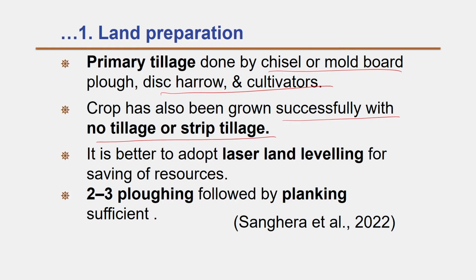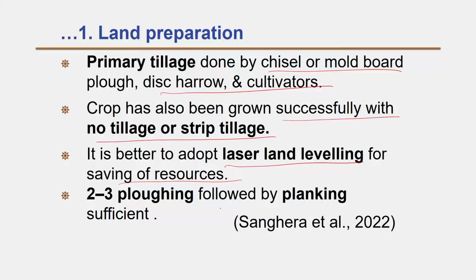It is better to adopt laser land leveling for saving of resources. It increases water use efficiency and nutrient use efficiency, and a variety of benefits are there from laser land leveling. And 2 to 3 plowings followed by planking are sufficient for this crop.